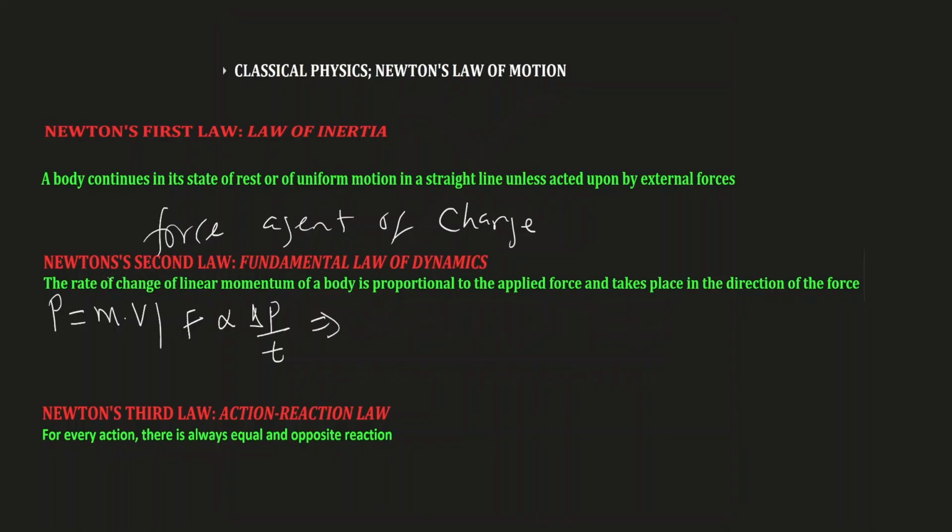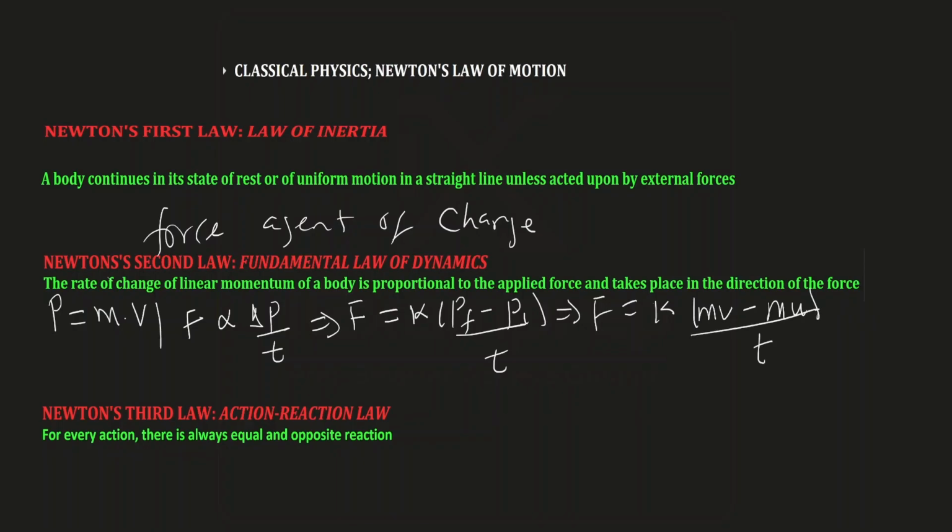Which then means that we have force to be equal to change in momentum, which will mean final momentum minus initial momentum over time. That means we have this law to be written as a constant K multiplied by final momentum, which will be mass times final velocity, then initial momentum, which will be mass times initial velocity, all over time. Then we can write the law as F equal to K mass into final velocity minus initial velocity over time.